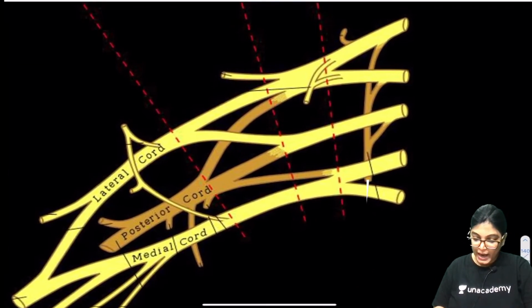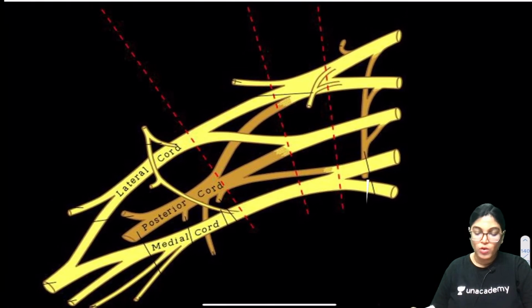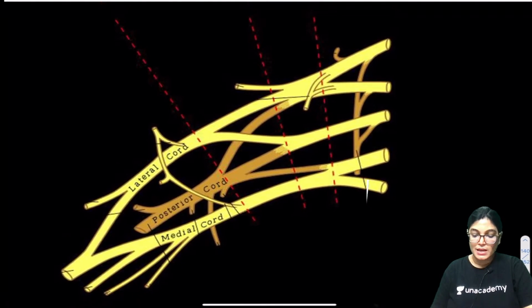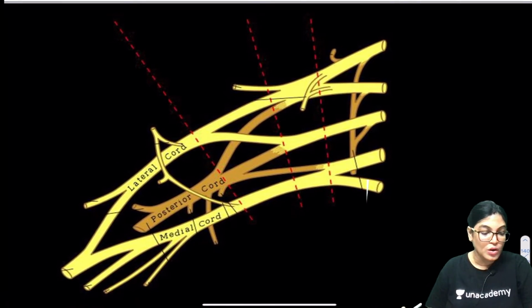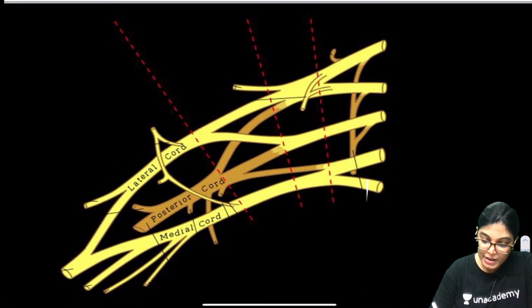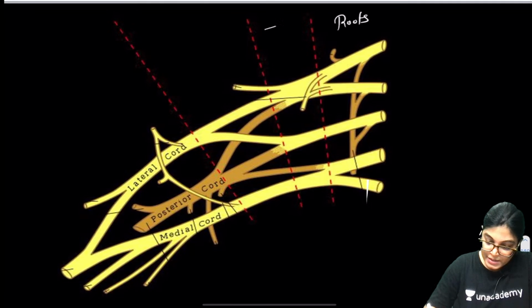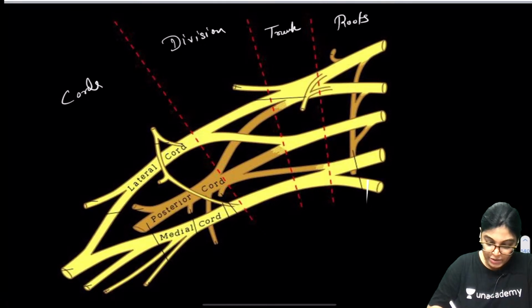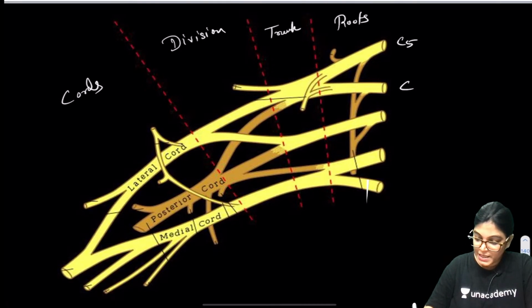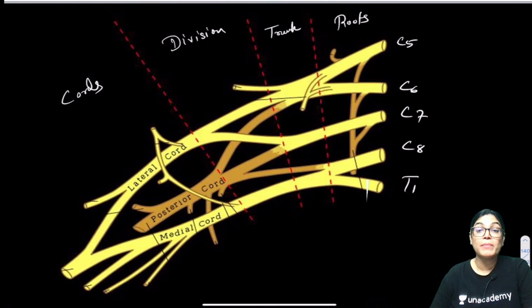One more diagram I have included here where I want to show the important parts, because if it comes for an image based MCQ, you have to know the identification here. So, what you can see here, this is the roots, this is the trunk, this is the divisions and this is the cords of the brachial plexus. So this is C5, C6, C7, C8 and T1. The roots of the brachial plexus are formed by C5, C6, C7, C8 and T1.